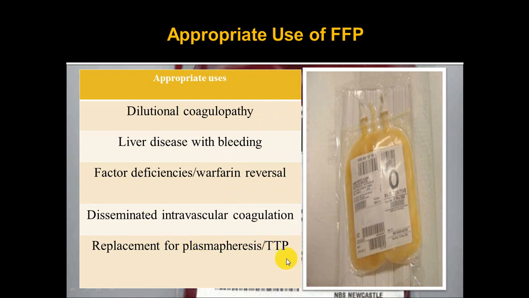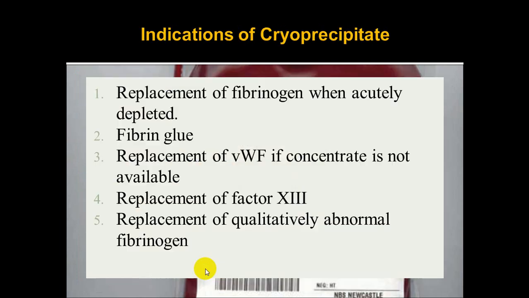Replacement of plasma in plasmapheresis. Whenever you have a patient with thrombotic thrombocytopenic purpura and you want to treat by plasmapheresis, the best replacing volume is plasma.